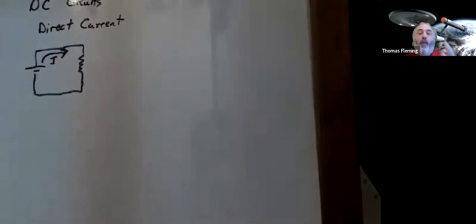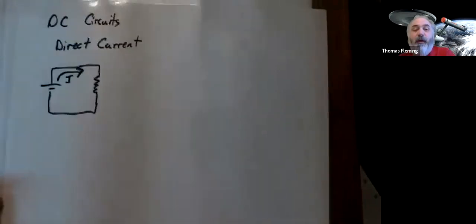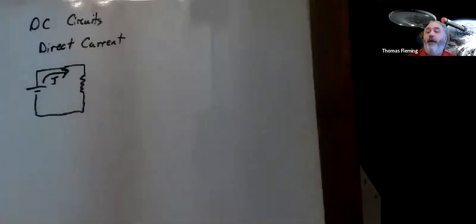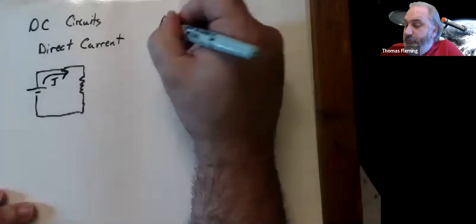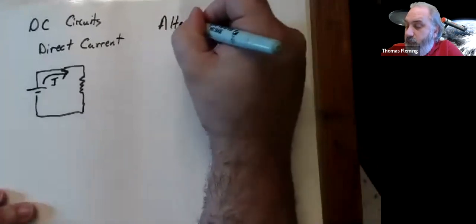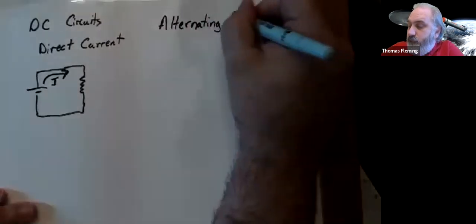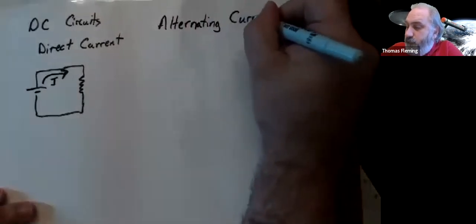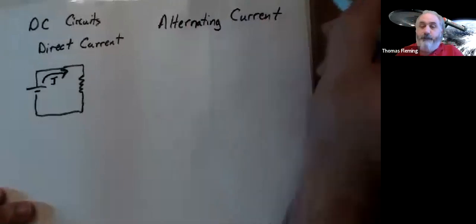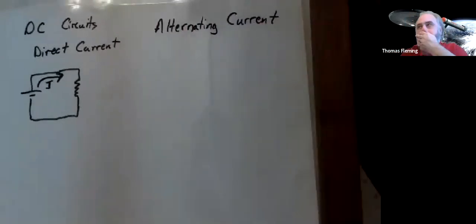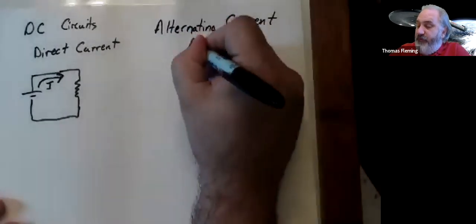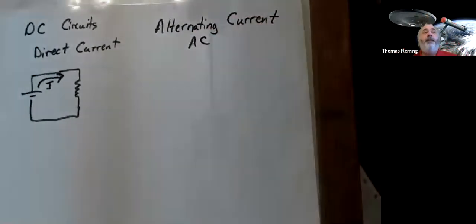However, there's another way to generate currents, right? There's another way to create current. And the kind of current that it creates is something called alternating current. And that, of course, is AC.